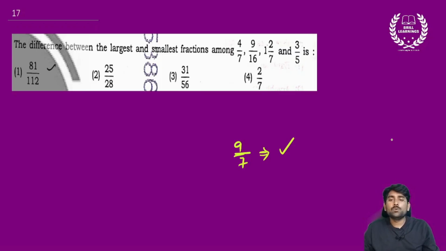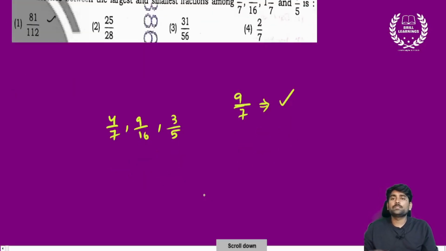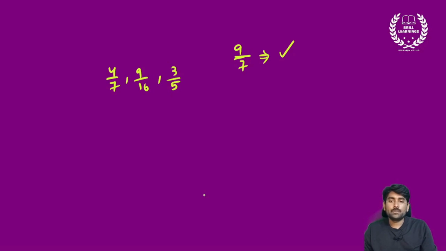Now we need to find the smallest fraction out of the given fractions. What are those? 4/7, 9/16 and 3/5. We need to find the smallest fraction out of these. Okay, that is our criteria. So take the LCM of these three numbers: 7, 16 and 5. 16 5s are 80, 80 7s are 560. 560 is our LCM here.